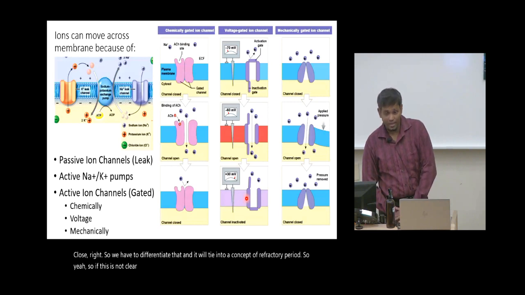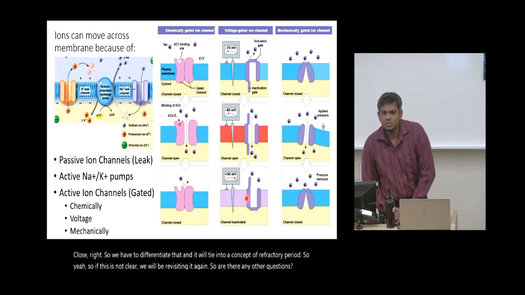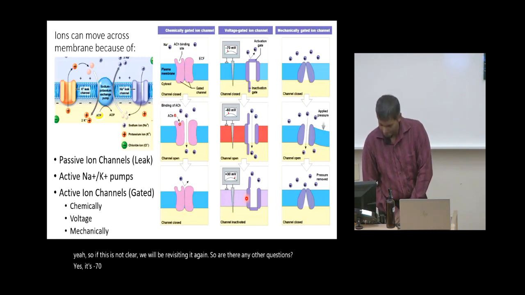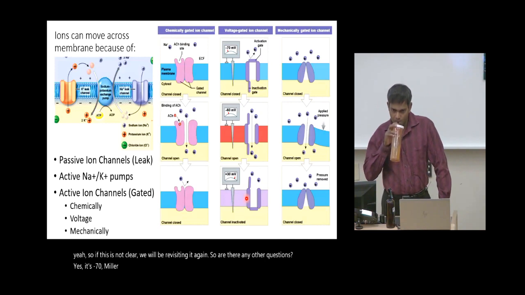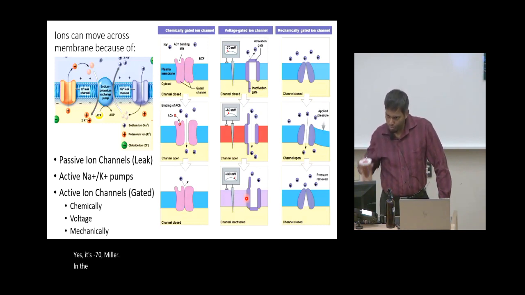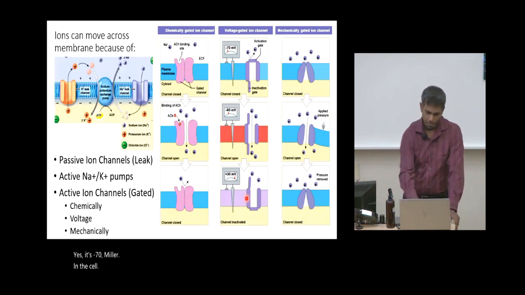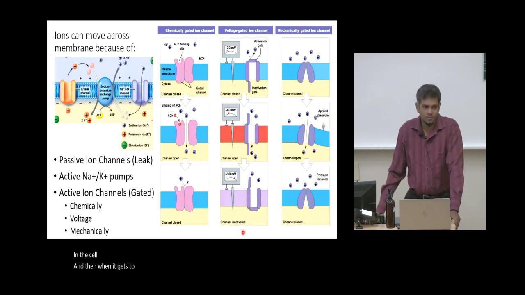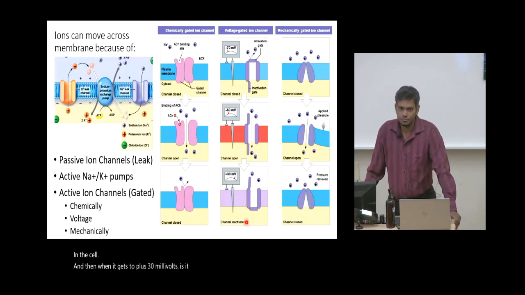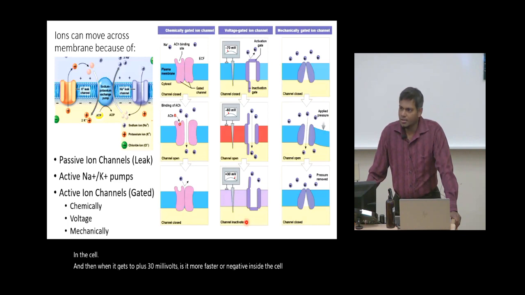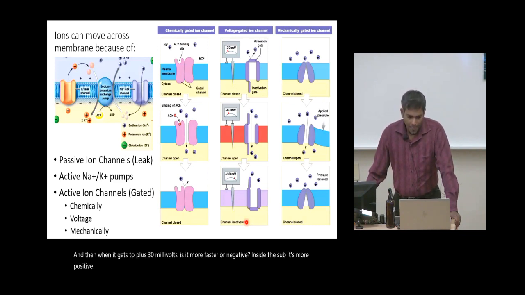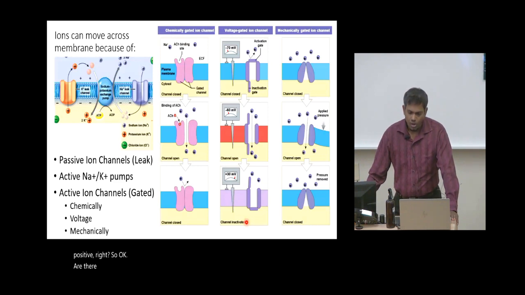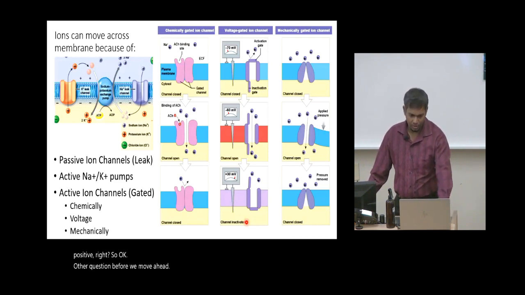So are there any other questions? Yes? If it's negative 70 millivolts, that means it's more negative in the cell than outside. And then when it gets to plus 30 millivolts, is it more positive or negative inside the cell? It's more positive, right? So, okay. Another question before we move ahead. What opens the activation gate in the voltage gated channel?